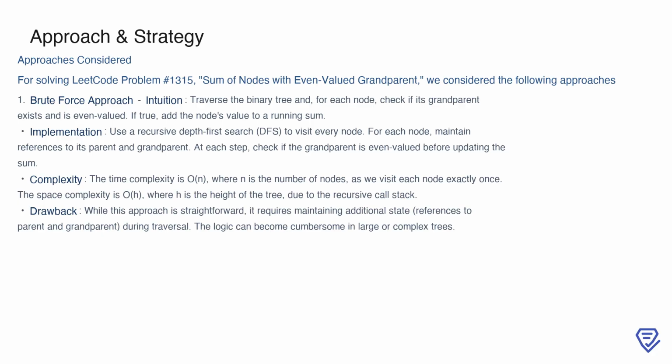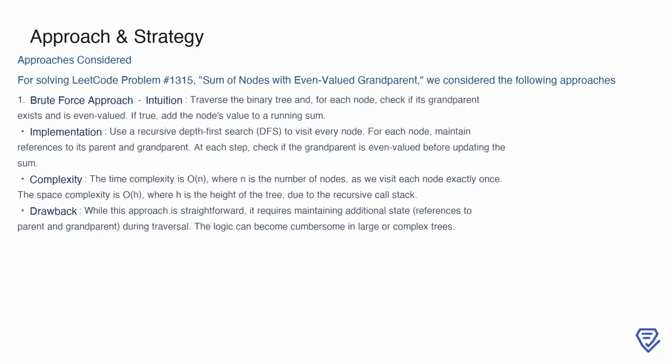To solve the problem of summing nodes with even-valued grandparents, we first considered a brute force approach. The intuition here is straightforward: traverse the binary tree and, for each node, check if its grandparent exists and whether its value is even. If the condition is met, we add the node's value to a running sum. To implement this, we use a recursive depth-first search, or DFS, to visit every node. During the traversal, we keep track of each node's parent and grandparent. At every step, we check whether the grandparent's value is even before updating the sum.